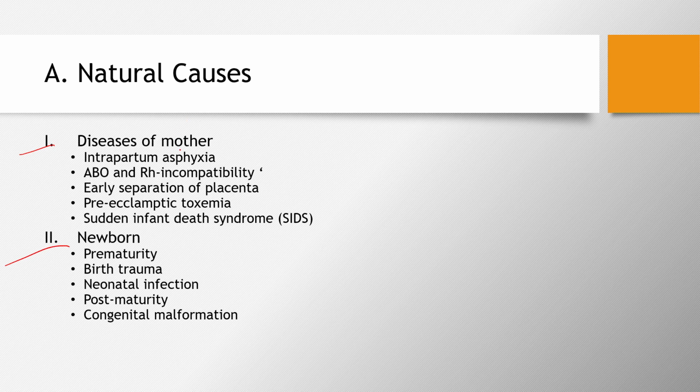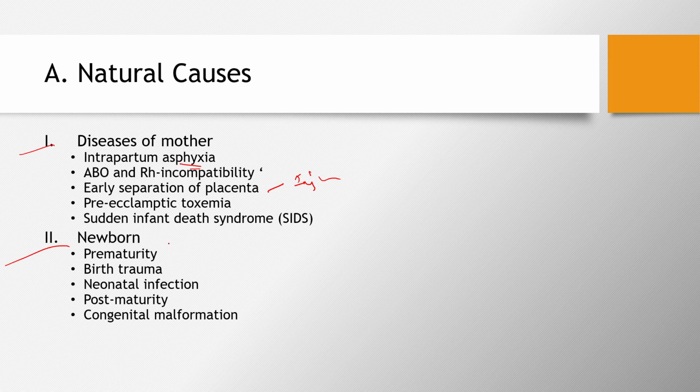Related to the mother includes intrapartum asphyxia, that is, during birth there may be asphyxia. There may be ABO or Rh blood group incompatibility between the child and the mother. Early separation of the placenta because of some injury or other reason may be there. Preeclamptic toxemia, that is, increased blood pressure in the mother, or sudden infant death syndrome, which is one of the causes of death in live birth.